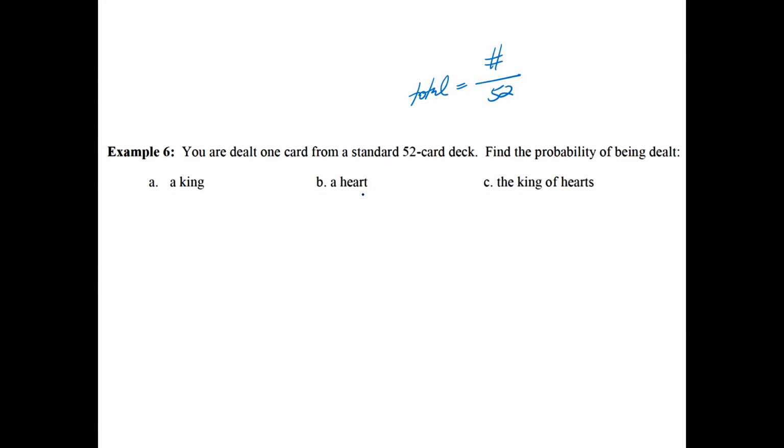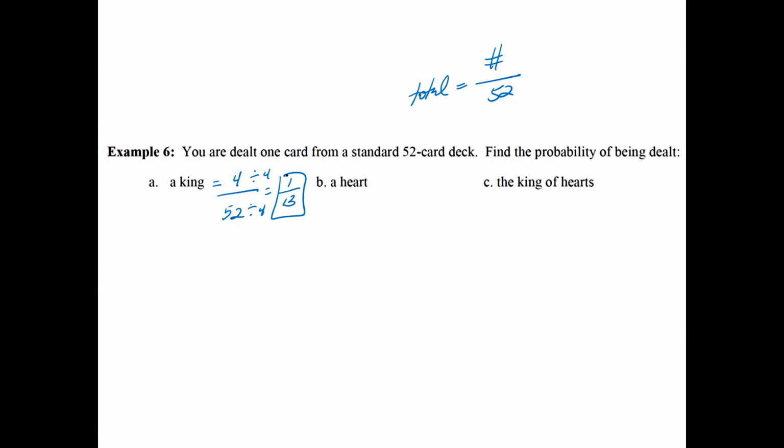All right, let's take a look at this. How many kings are there in the deck of cards? There are 4: 1 king for spade, 1 for hearts, 1 for club, 1 for diamond. So 4 out of 52. I can reduce this if I divide the top and the bottom by 4, which will give me 1 over 13. And that is my answer.